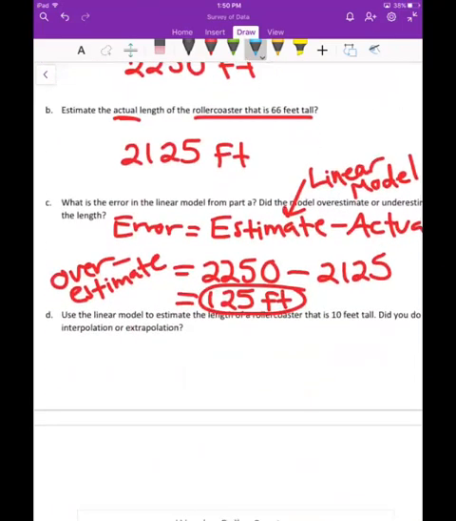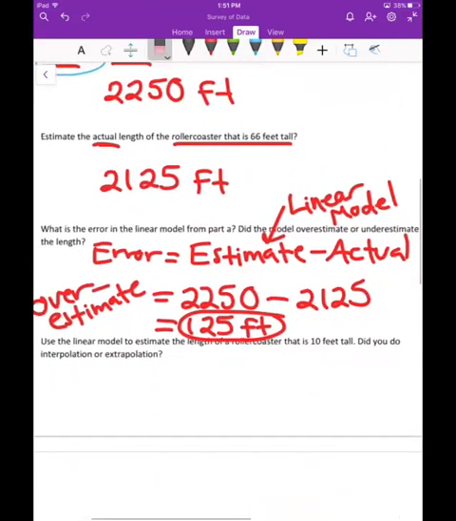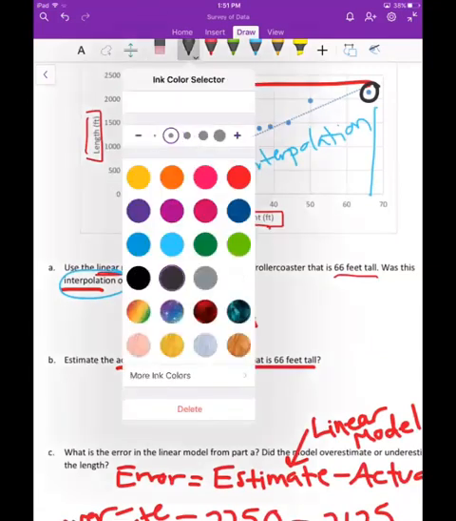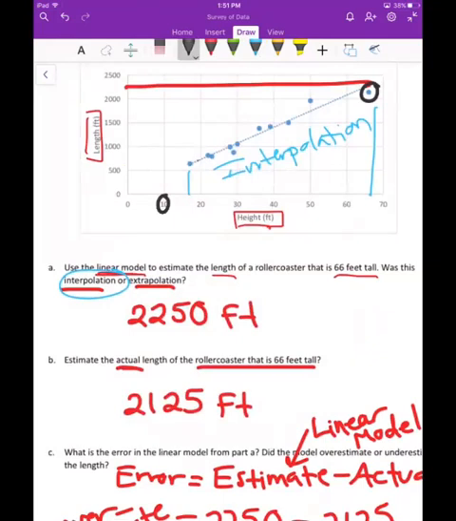So if you do it again and you use your linear model, whoops, didn't mean to make that mark there. Use your linear model to estimate the length of a roller coaster that is 10 feet tall. Then you need to go to your height axis. And now we're going to go look at 10 feet tall. And we see here that we need to extend this line in order to look at 10 feet tall. That line is now going outside of the given data points. So here we are going to be doing extrapolation.